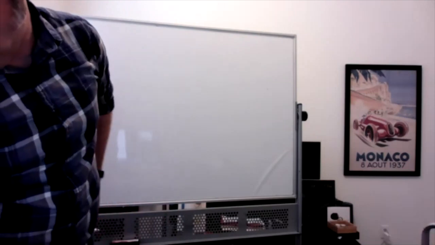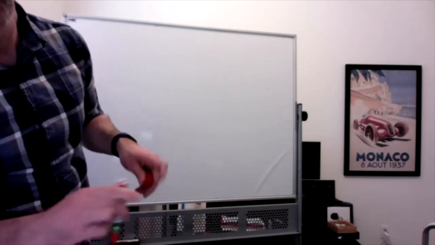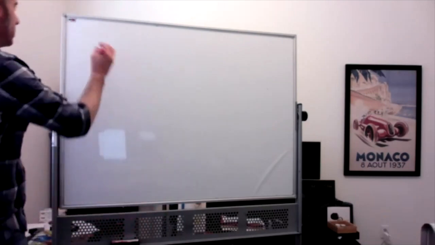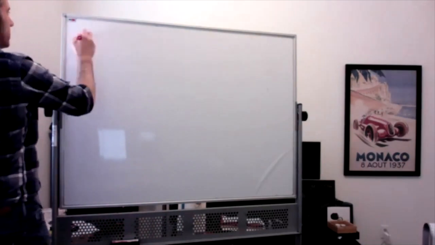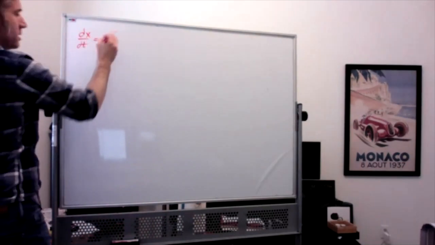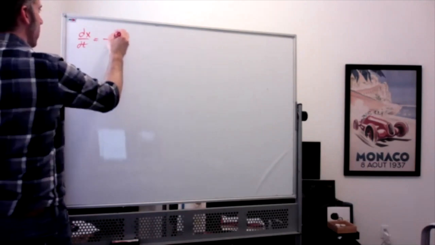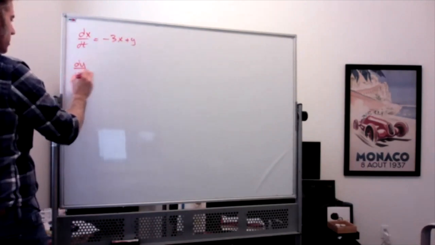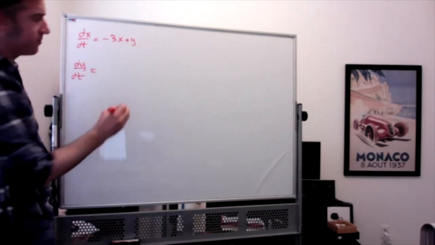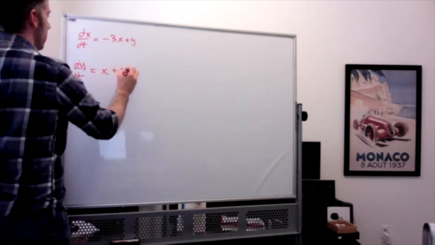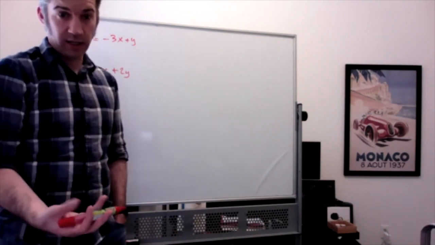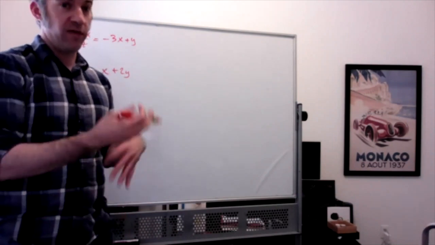Yeah, let's take a look at this. So let's say we have this system of equations. dx/dt is negative 3x plus y, and dy/dt is x plus 2y. And the question that we're going to try and answer here is, what does the phase plane of this look like?